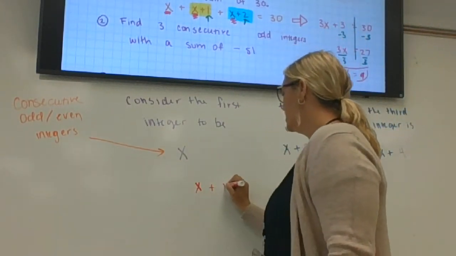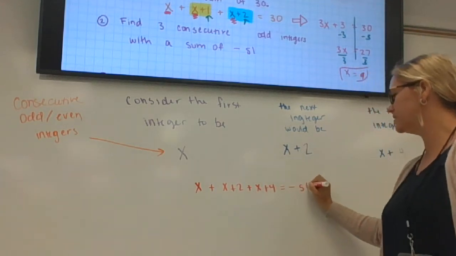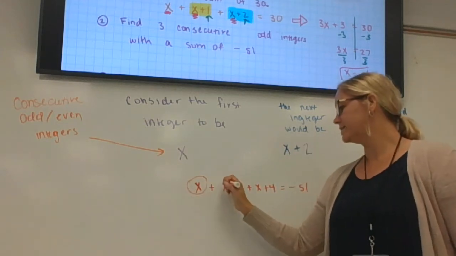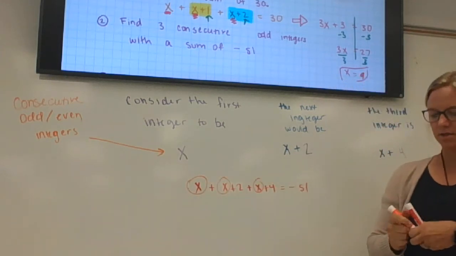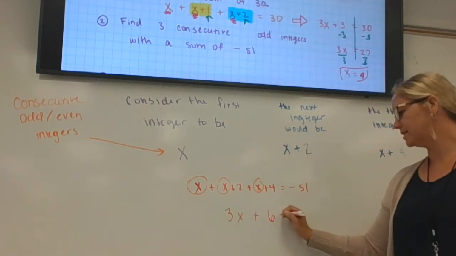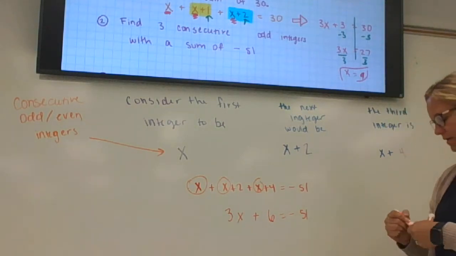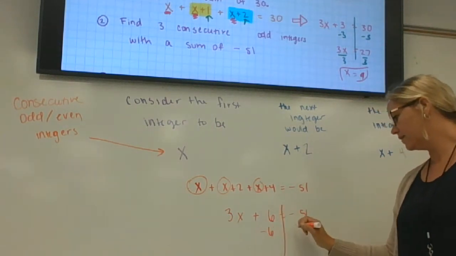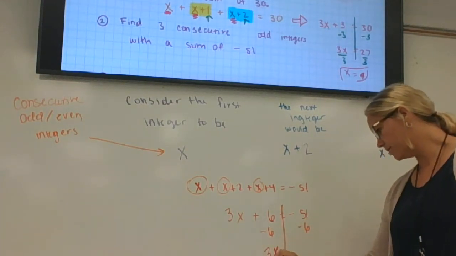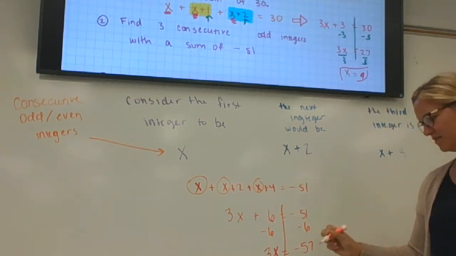So x plus x plus 2 plus x plus 4 equals negative 51. Combine your x's first. Combine your constants. And then solve your equation. Three x is negative 57. Divide by 3.